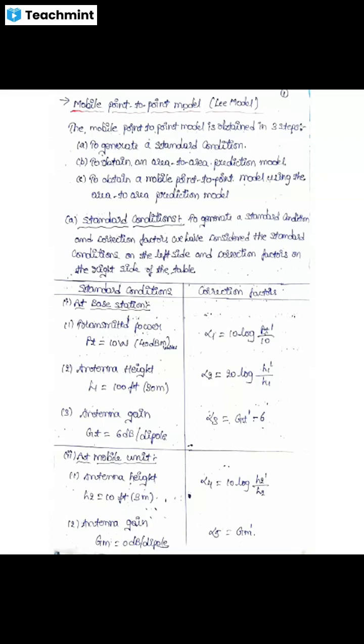Why we are studying this mobile point-to-point model is to find out the path loss curve. Here, what is meant by path loss curve? Path loss curve means to study the signal loss, how the signal is attenuating, or to study the signal strength in a particular area due to different human-made structures or natural terrain configurations. This is about the path loss curve.